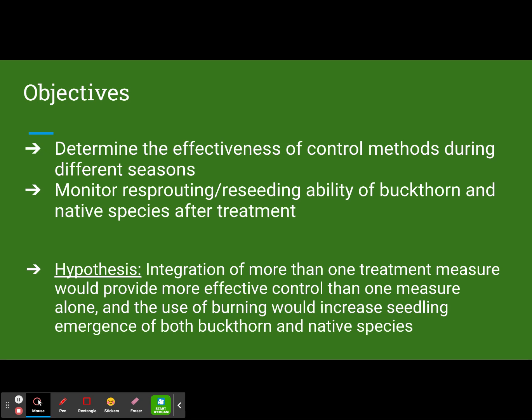Their hypothesis stated that using more than one treatment measure would provide more effective control than using just one measure alone, and also that the use of burning would increase seedling emergence of both buckthorn and other native species.